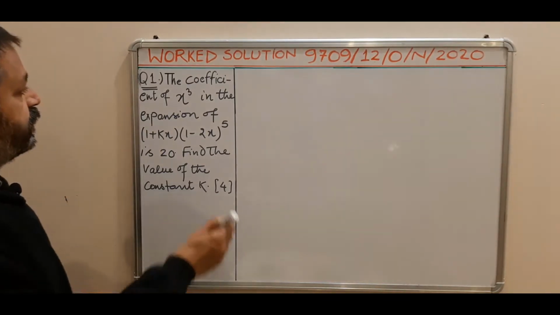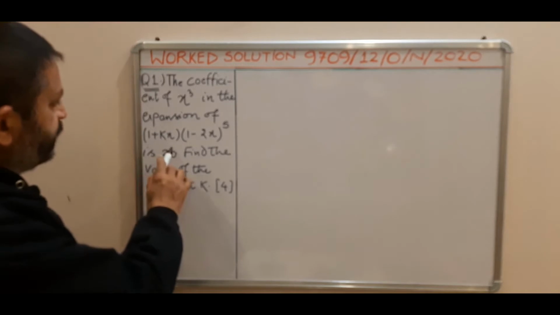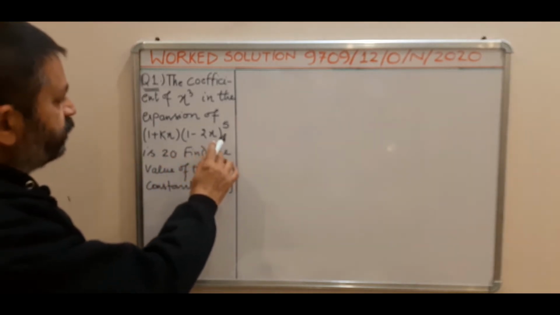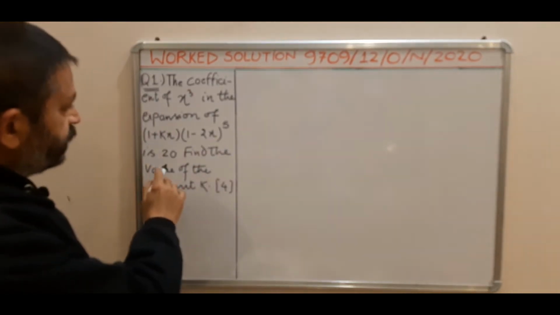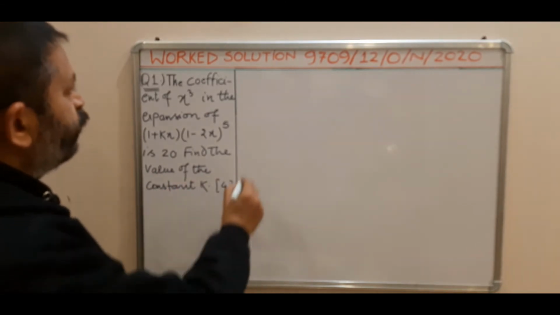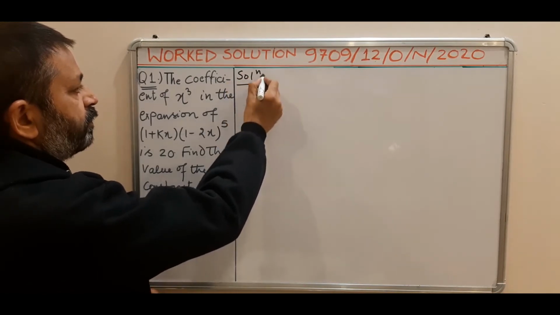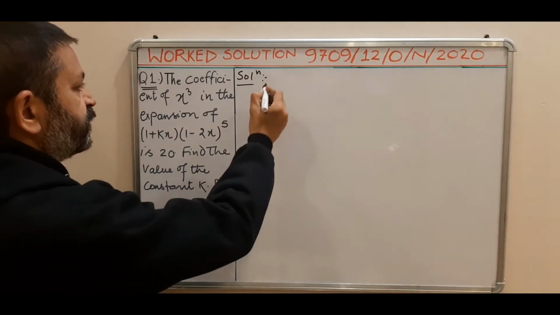First question is, the coefficient of x cube in the expansion of (1 + kx)(1 − 2x)^5 is 20. Find the value of the constant k. This question carries 4 marks. So this question is based on binomial theorem, binomial expansion.